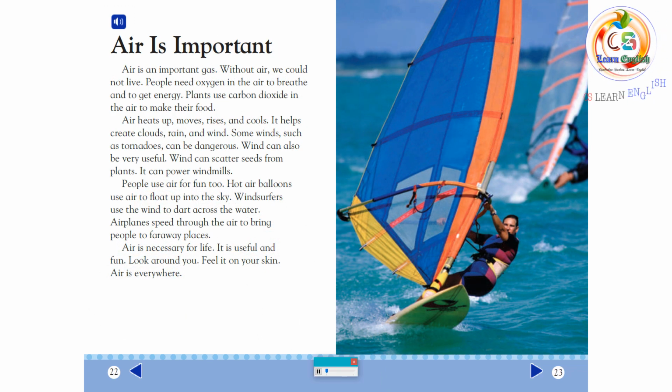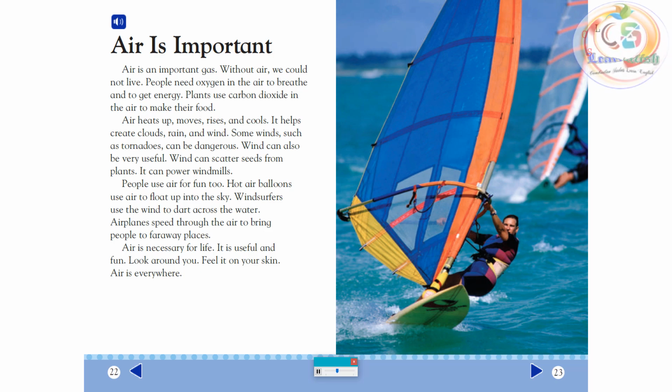Air is important. Air is an important gas. Without air, we could not live. People need oxygen in the air to breathe and to get energy. Plants use carbon dioxide in the air to make their food. Air heats up, moves, rises, and cools. It helps create clouds, rain, and wind.